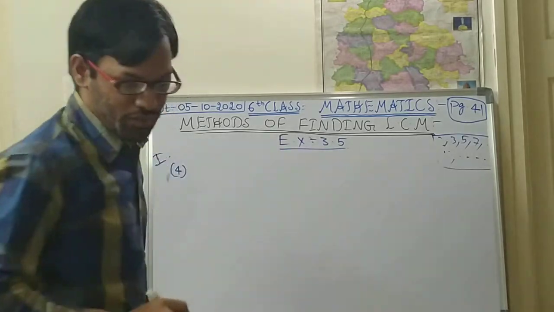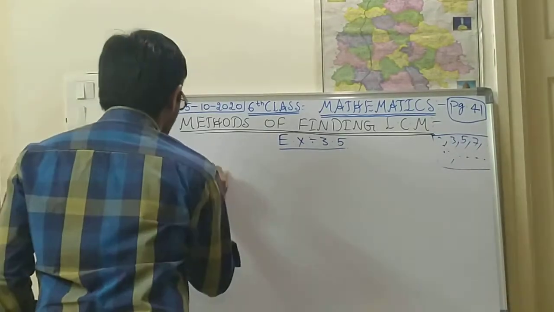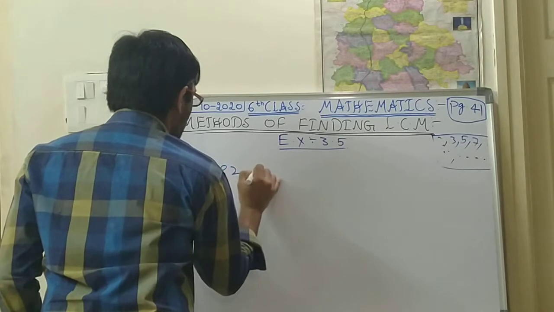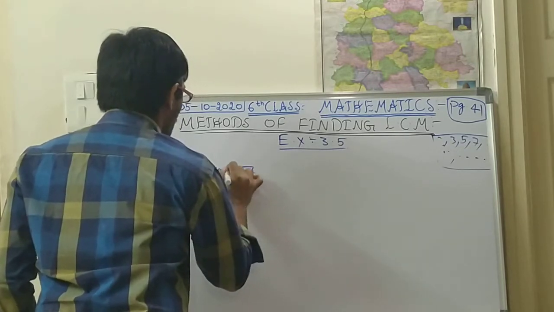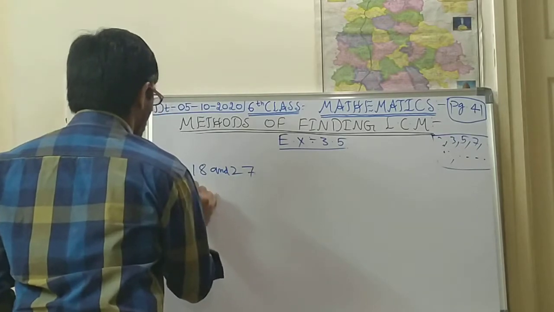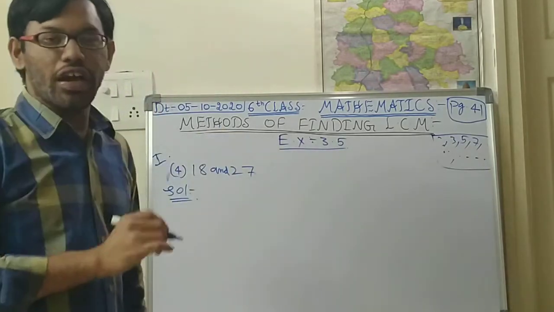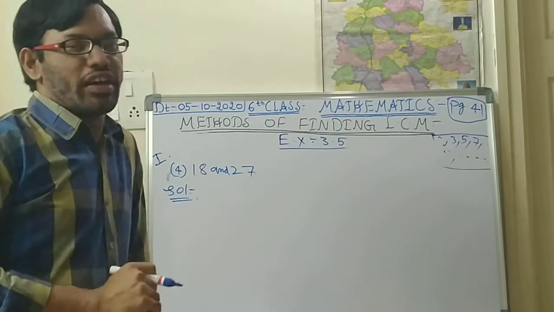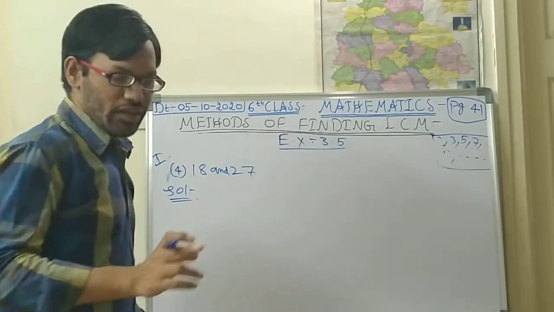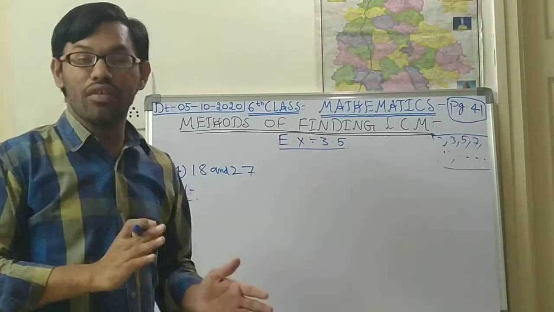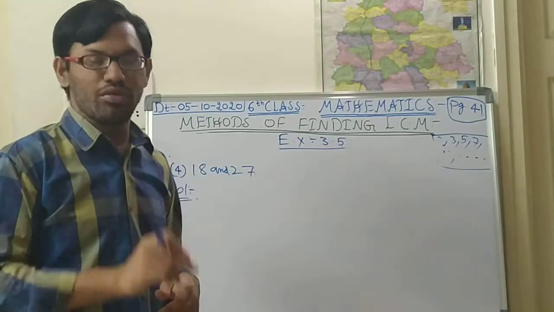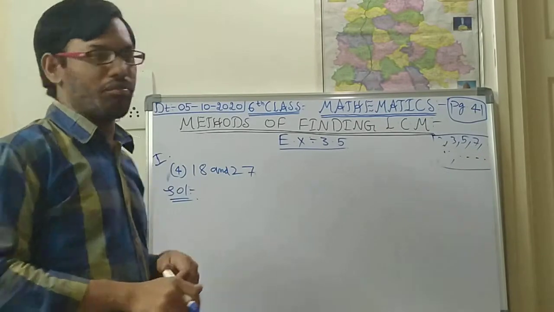What is the fourth problem? 18 and 27. Okay, for this problem we have to find the LCM with the help of the prime factorization method. Already they have given the prime factorization method in the bit name, which means all these problems you should do using the prime factorization method only.